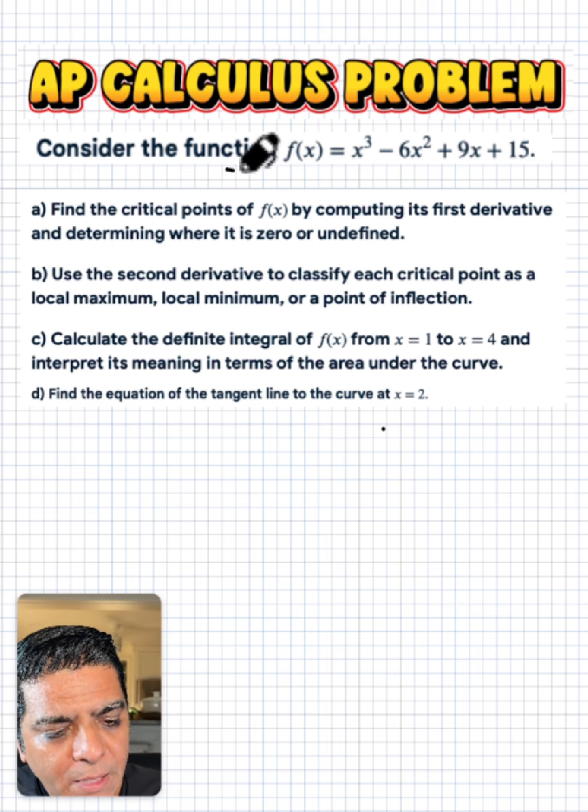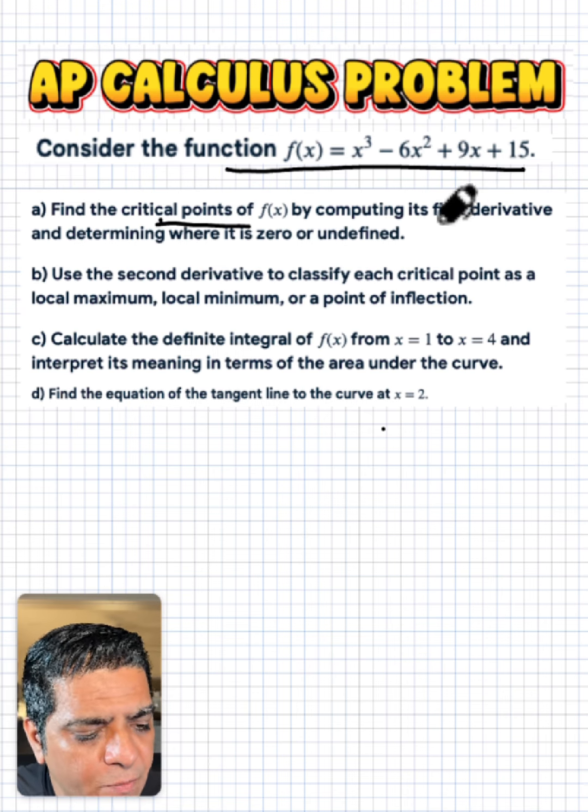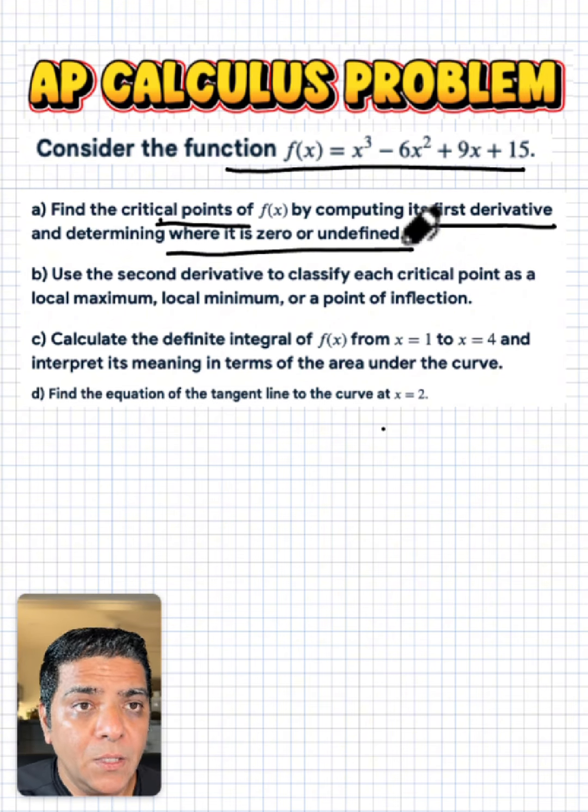All right. So what is given is, consider the function. Find the critical points of the function f(x) by computing its first derivative and determining where it is 0 or undefined. Okay, great. So the derivative of a function is basically the slope of that function at any given point.